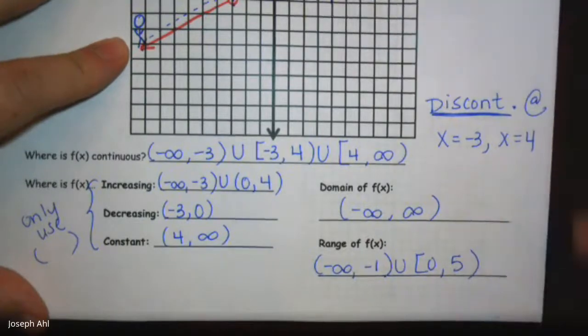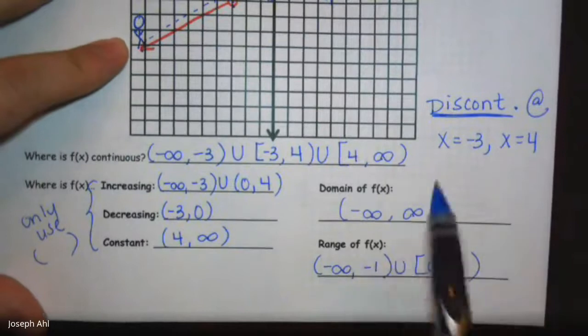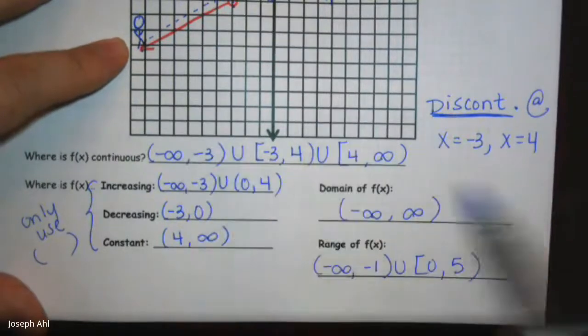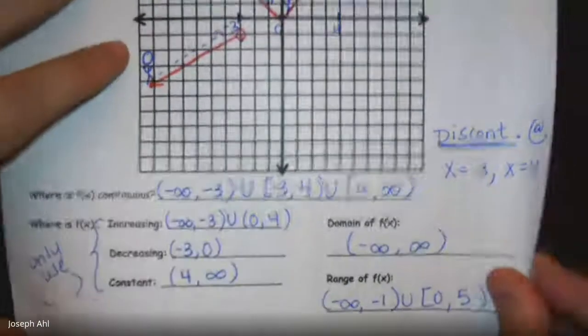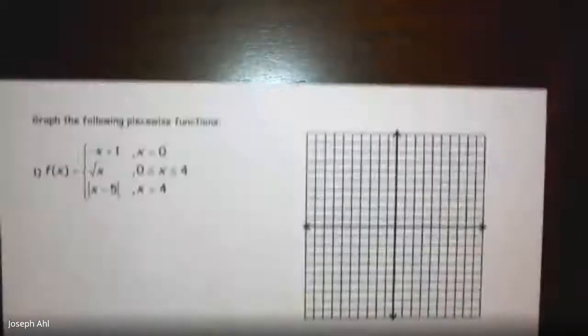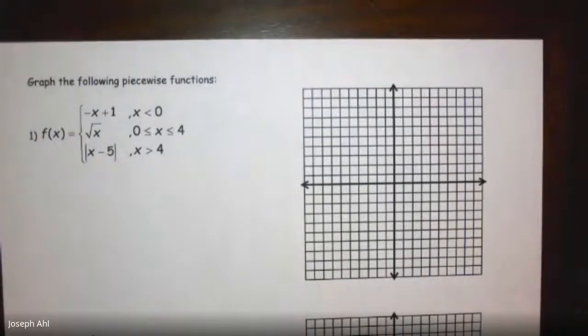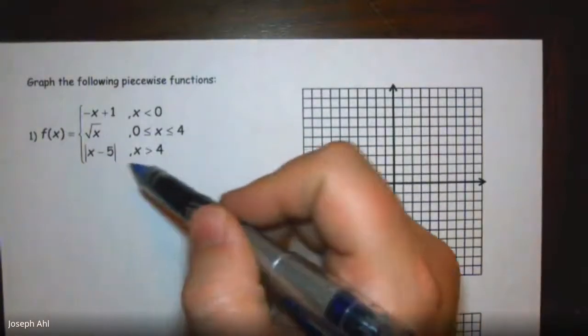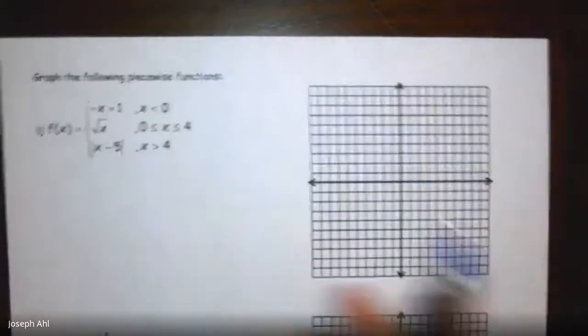Okay. Piecewise, there's definitely a lot to consider when we're talking about each of these items individually, but we're going to get some more practice with this on the back. But we're going to graph the functions first. So let's take a look at, as a quick recap, how do we graph this function right here? F of x equals -x plus 1, radical x and absolute value x minus 5 over these intervals.